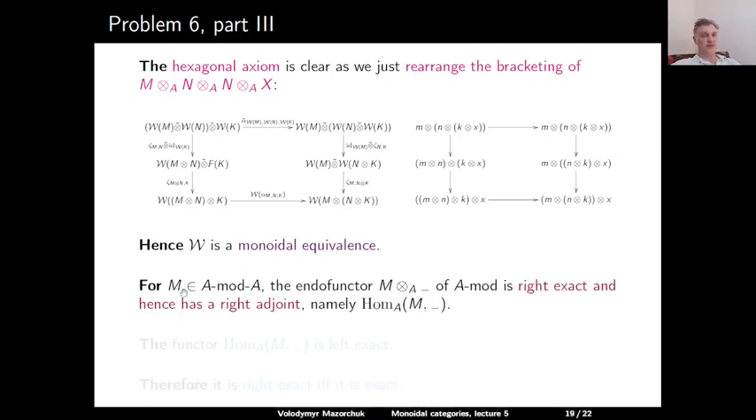Further, if M is an AA bimodule, then the endofunctor of tensoring with M is always right exact. And so it always has a right adjoint endofunctor on A-mod, and by the usual adjunction theorem, this endofunctor is taking Hom from M to something. This functor is automatically left exact, but it doesn't have to be right exact. So the functor of taking Hom to something is always left exact, and it is right exact if and only if it is exact.